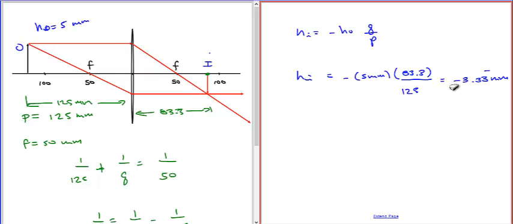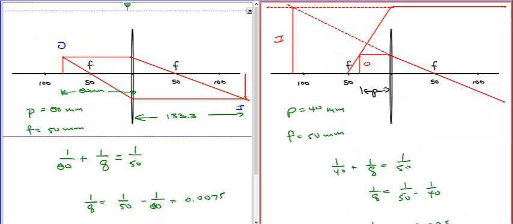Now, what is the negative sign? Negative means inverted. So you can tell from the equations whether it's upright or inverted. So that's why we have the negative. Okay, so let's look at the next problem. Our projector.